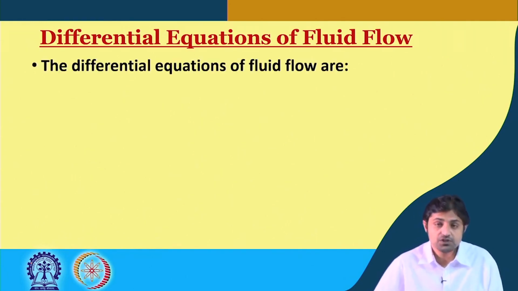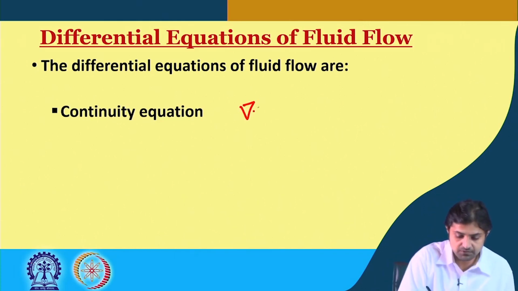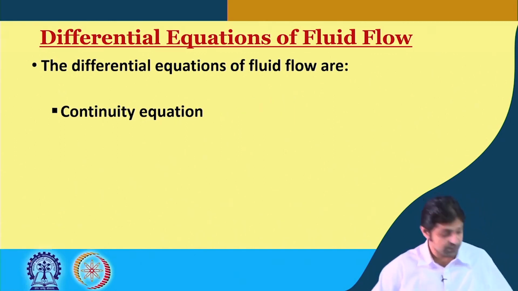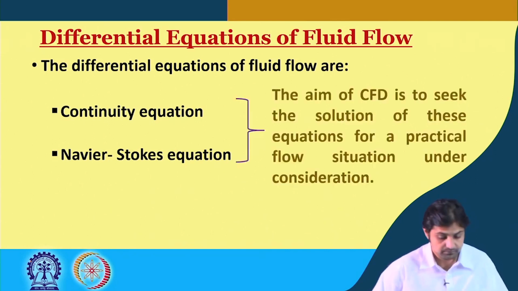So the differential equations of fluid flow are, we have been going through this for a long time now. One is the continuity equation that we have seen. For example, in incompressible flow, del dot V is equal to 0, which you have seen in the last week's lectures on viscous fluid flow. And the second is the Navier-Stokes equation. So these are the two differential equations of fluid flow. And the solution of these equations through computers is called CFD, computational fluid dynamics.